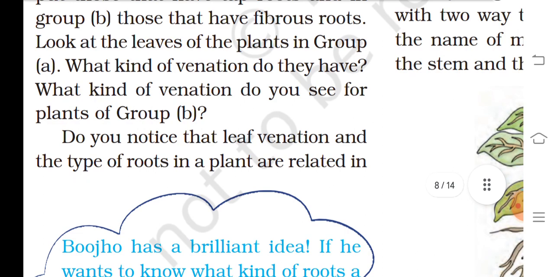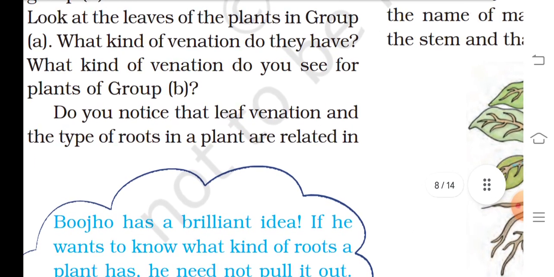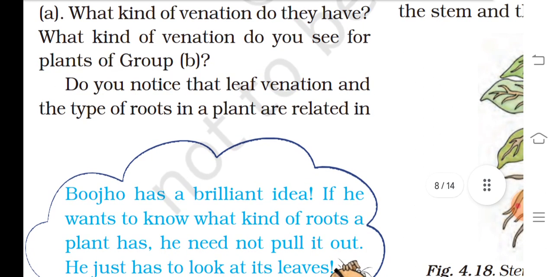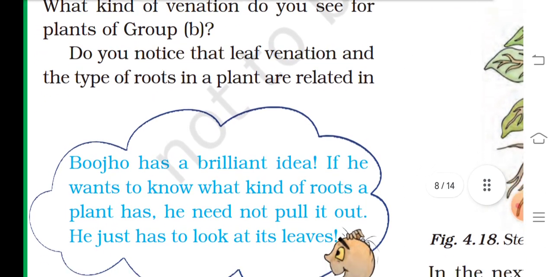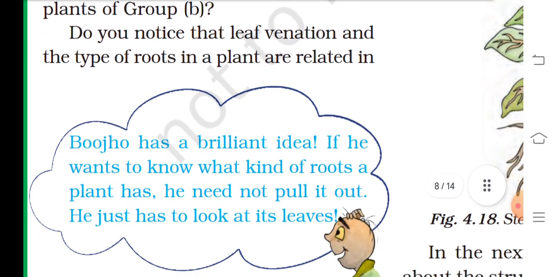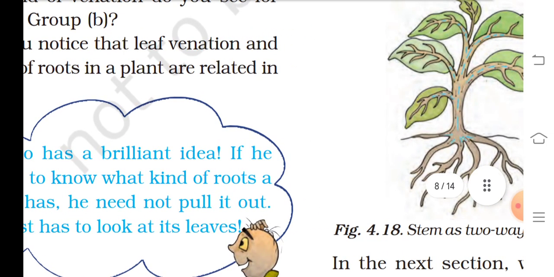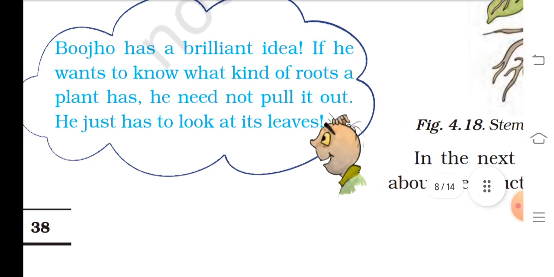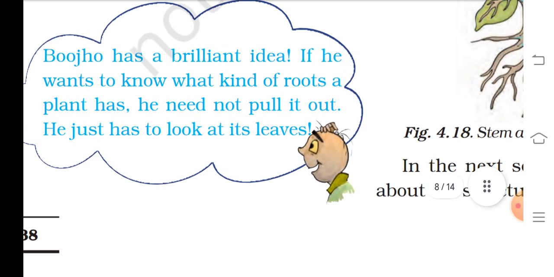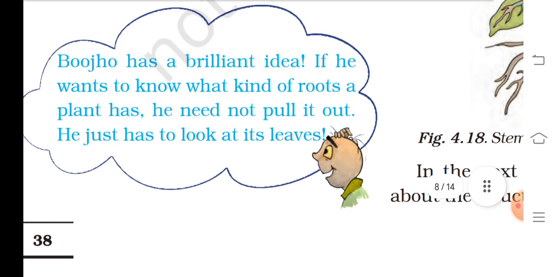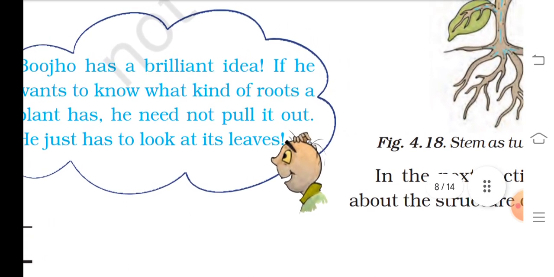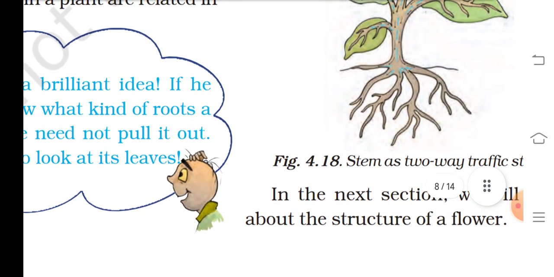Look at the leaves of the plants in group A. What kind of venation do they have? What kind of venation do you see for plants of group B? Do you notice that the leaf venation and type of roots in plants are related? Boojho has a brilliant idea. If he wants to know what kind of roots a plant has, he need not pull it out. He just has to look at its leaves.